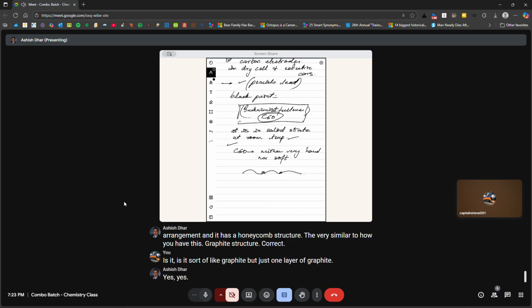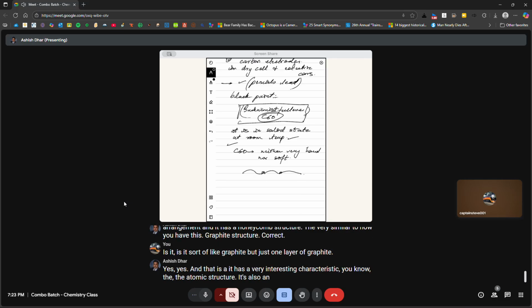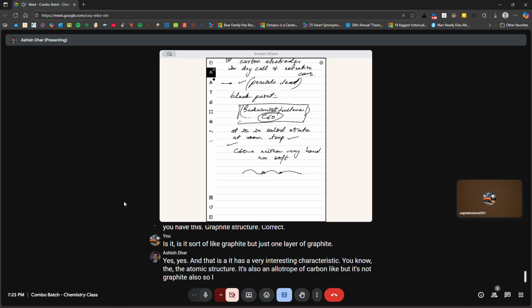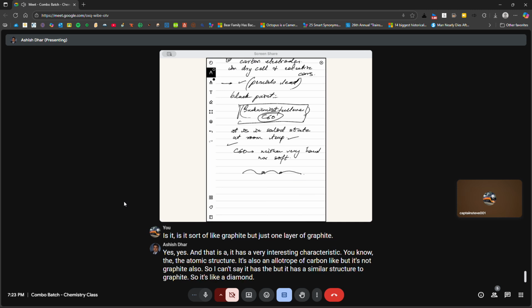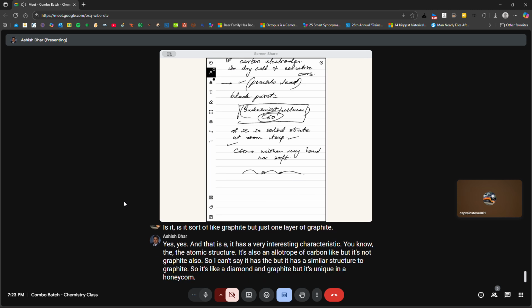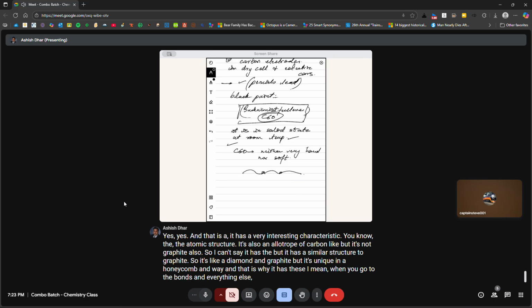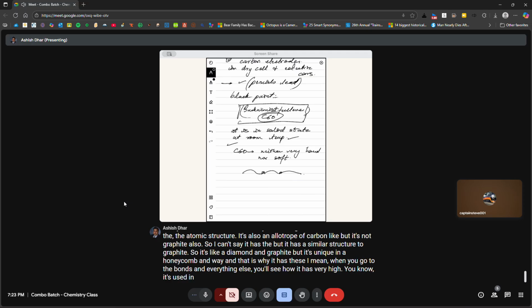Yes, and it has a very interesting characteristic, the atomic structure. It's also an allotrope of carbon, but it's not graphite. It has a similar structure to graphite. So it's like diamond and graphite, but it's unique in a honeycomb way, and that is why it has these properties. When you go to the bonds and everything else, you'll see how. It's used in sensors, transistors, and everything else, if I recollect.